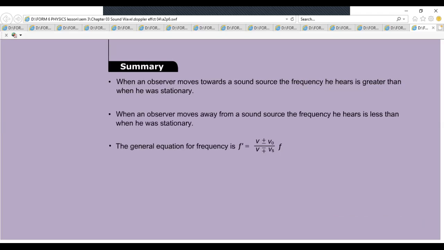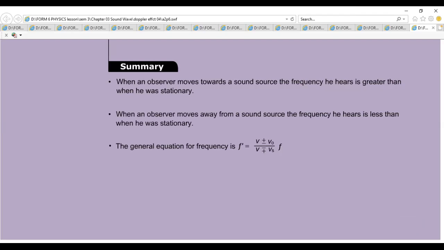Ladies and gentlemen, as a conclusion, when an observer moves towards a sound source, the frequency he hears is greater than when he was stationary. When an observer moves away from a sound source, the frequency he hears is less than when he was stationary. The general equation for frequency is F prime equal to (V plus or minus V0) over (V minus or plus Vs) times the original frequency of the sound.